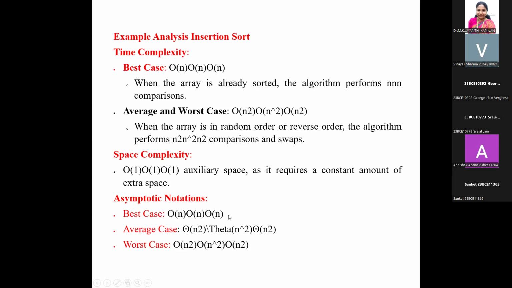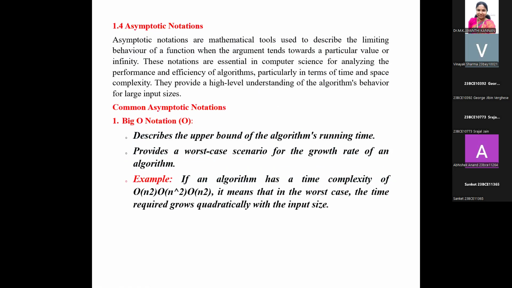And in asymptotic notation form, the best case we are representing using theta notation. So order of n for the insertion sort, and the average case will be theta of n square, theta of n to the power of 2. In the worst case, big O of n square, big O of n to the power of 2. So any doubt?